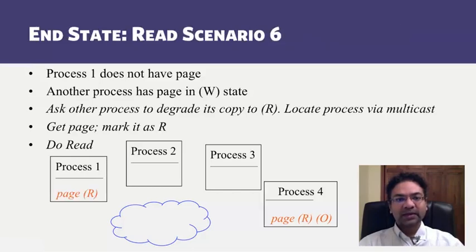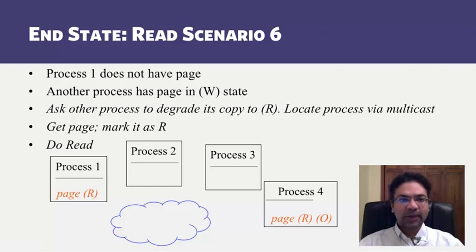So the end state in this case looks like this, where process 4 has changed its copy from W to R. It still retains a copy of the page so that it can continue to read it. And process 1 also has a read copy of the page so it can continue to read it. Process 4, if it wanted to write the page again, would then need to do something else. It cannot write this page as is in this particular state.